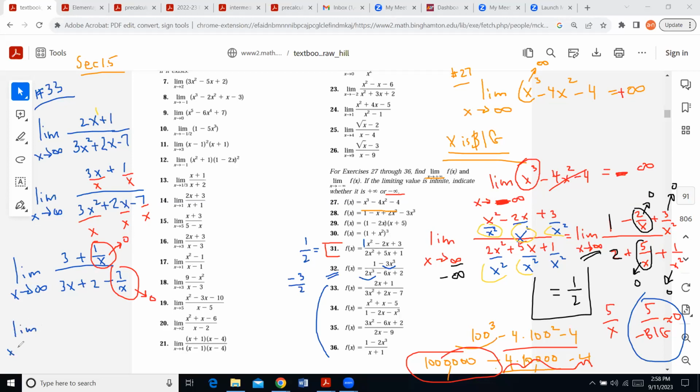Now, the same thing is going to happen here. Because what you do is you divide 3 by big. See?